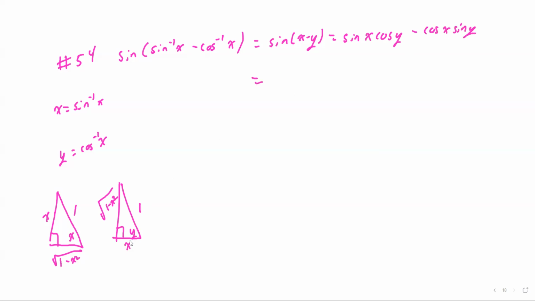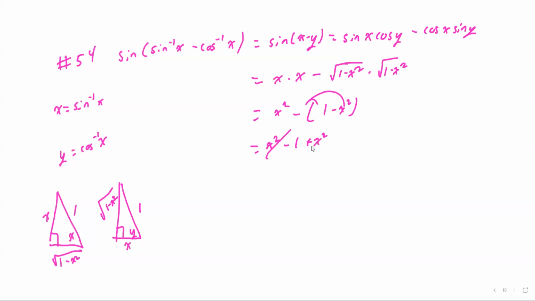So when I work this out, sine of x is just x. Cosine of y is just x. Minus cosine of x is the square root of 1 minus x squared. Times sine of y, which is the square root of 1 minus x squared. Since these are the exact same thing, I can say this is x squared minus 1 minus x squared, because two square roots that are exactly the same will cancel out. Distribute this now becomes x squared minus 1 plus x squared, and you'll see that the x squares cancel, and you get something interesting, which is negative 1.